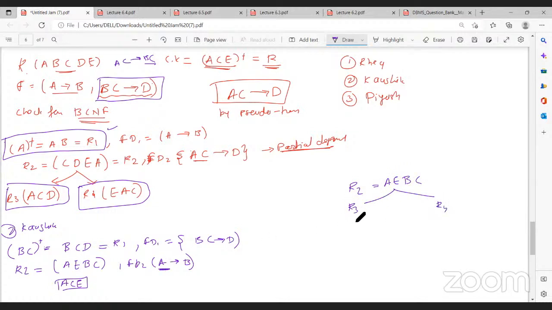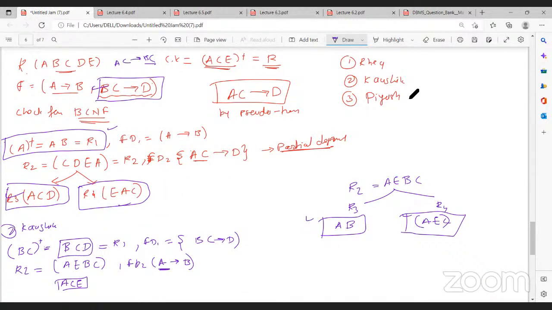I will simply take the closure of A, that will be AB. Now what are the remaining? E, C should be there and A should be there, right? So what I get is BCD, AB and ACE. So this is another BCNF decomposition possible. Earlier what did we get? ACD, AB and AEC. So AB and AEC are common. Only ACD and BCD are different, right?